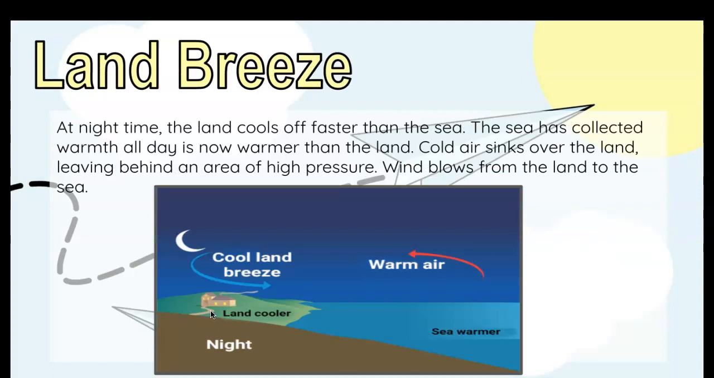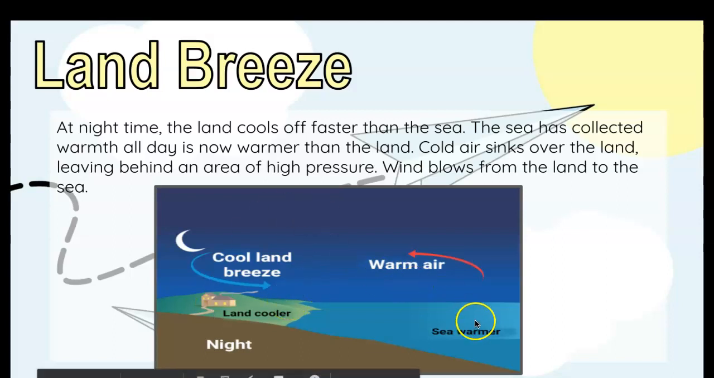Land breezes occur at nighttime, and it's during this time that your land loses all that heat that it gained during the day. So even though it was able to heat up a lot quicker than water does, once the sun goes down and it doesn't have that heat source, it loses its heat very quickly. Water, on the other hand, now absorbs the heat all day long, and water holds on to heat longer. So at nighttime, your water is warmer than your land.